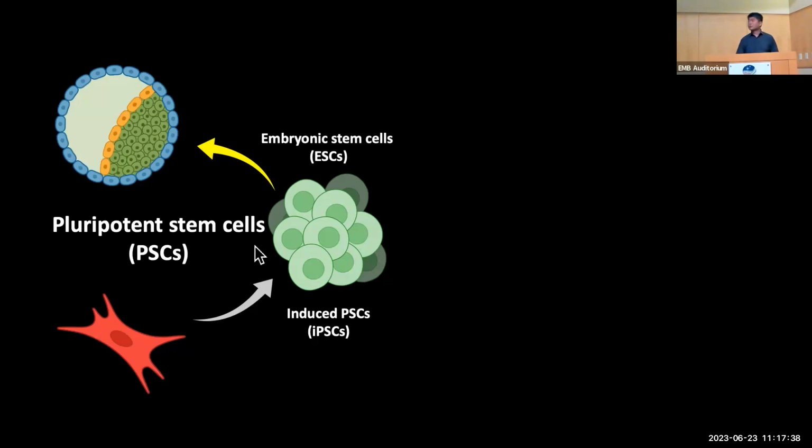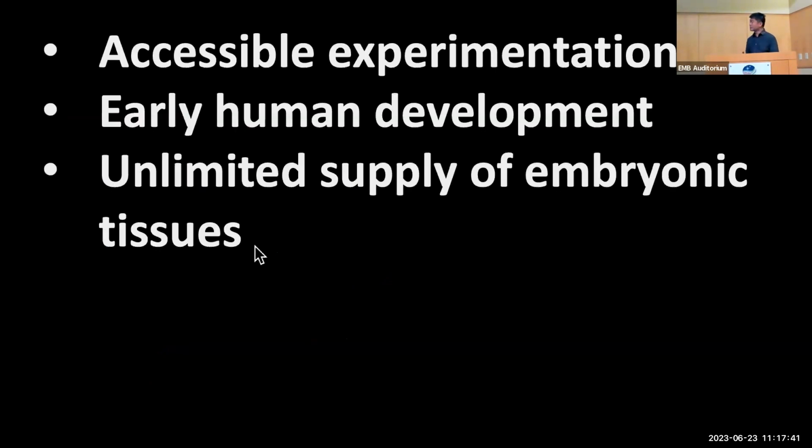So there are several reasons why we do that. One of them, especially for humans, is that it provides accessible experimentation because, as you can imagine, it's really hard and technically and also ethically difficult to obtain human tissues during this developmental period. And it provides an in vitro model, an accessible model, to study early human development. And also, if we can push this model a little bit further, we can potentially generate an unlimited supply of embryonic tissues, progenitor cells, or even some organ primordia.